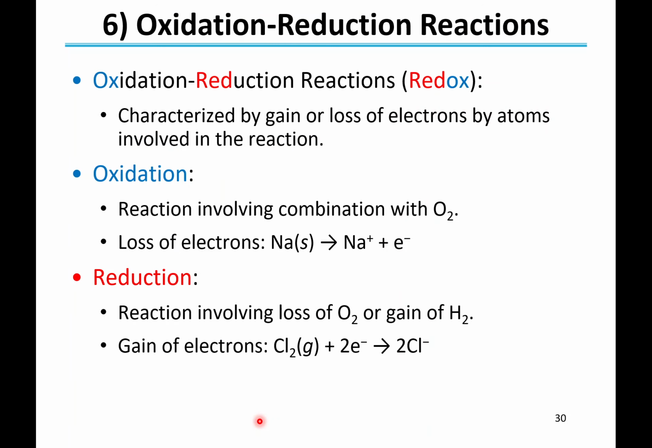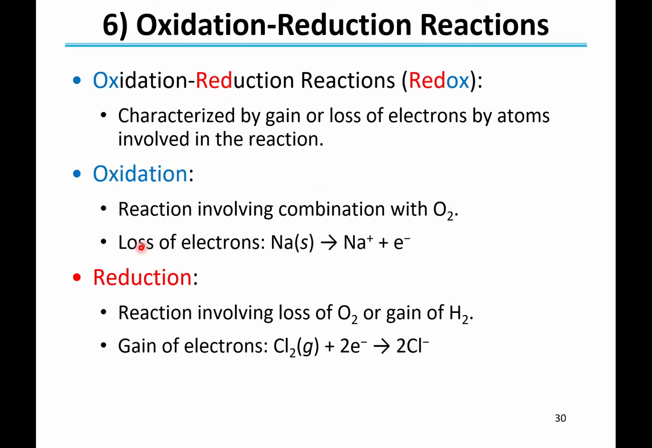So the last reaction type we'll talk about are oxidation reduction reactions. Just a general chemistry level review of oxidation reduction. Oxidation reduction reactions are also known as redox. The red part stands for reduction, the ox stands for oxidation. These reactions involve either the gain or the loss of electrons. Oxidation is the loss of electrons. Reduction is the gaining of electrons.